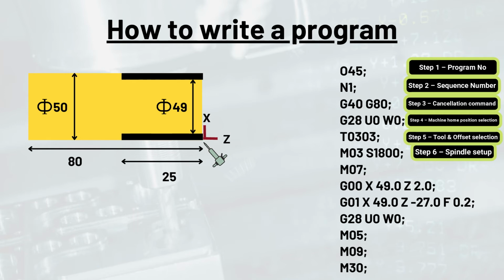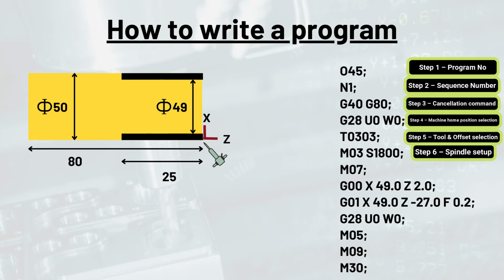We have to provide spindle speed as well, for which the command starts with S. So a speed of 1800 rpm is provided by S1800. The complete command here is given by M03 S1800, end of block.